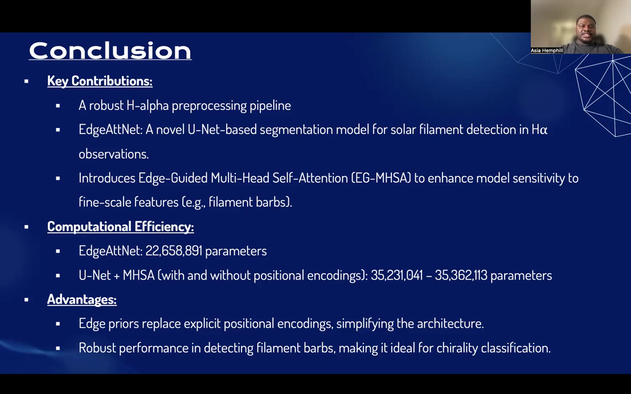And we can categorically state that the advantage of this study is that using edge priors replaces explicit positional encodings and simplifies the architecture. It also shows that we got robust performance in detecting the filament barbs and makes it ideal for chirality classification.